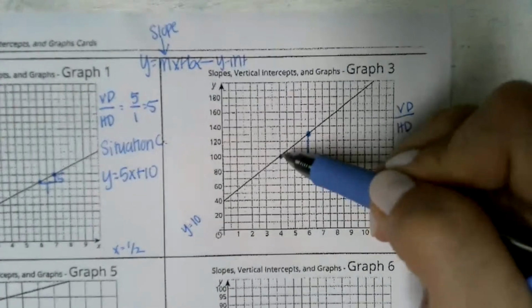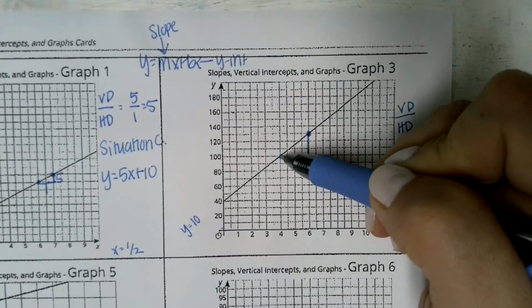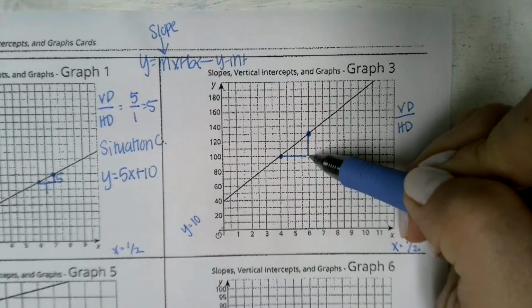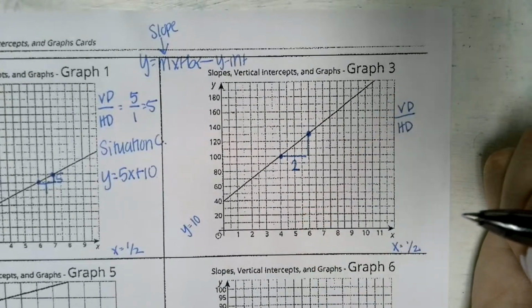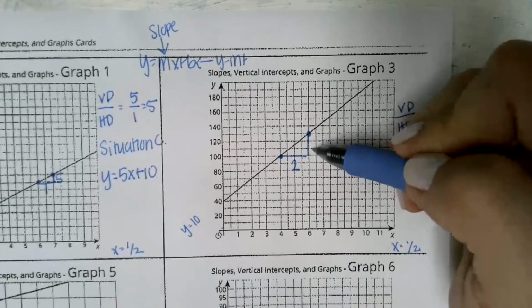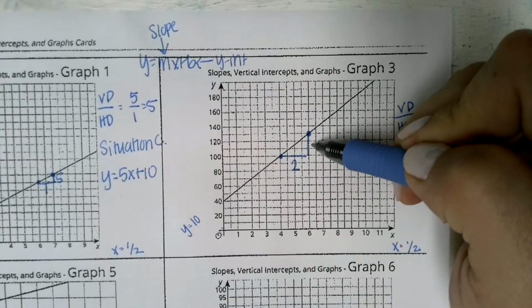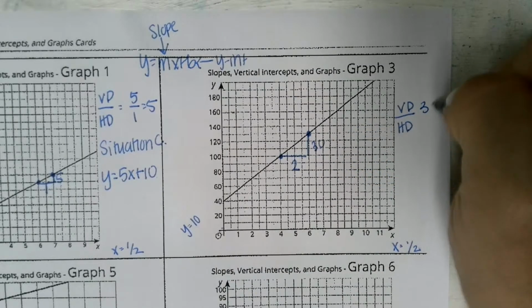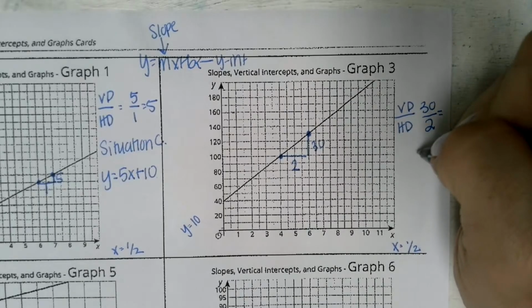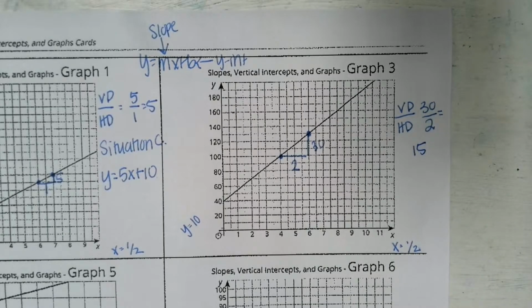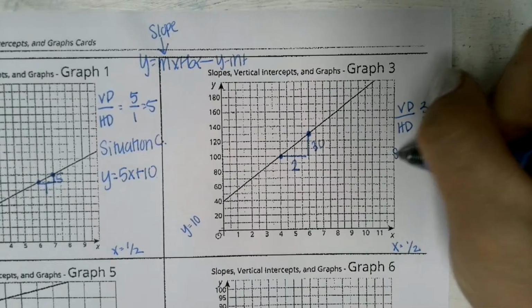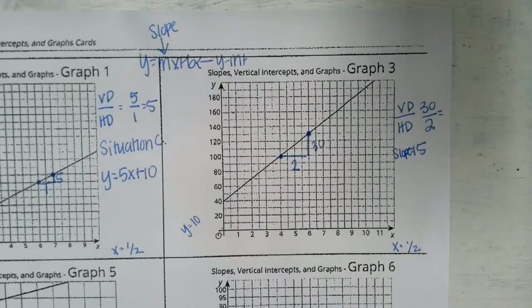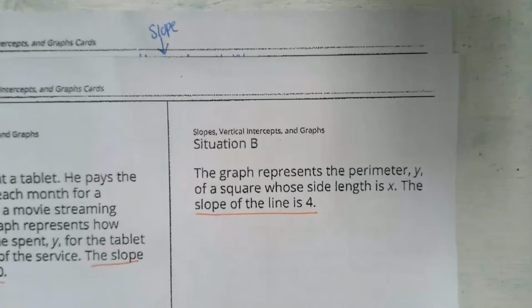So for my horizontal distance, every one is a half. So half, 1, 1 1/2, 2. My vertical distance, every one is actually 10. So 10, 20, 30. 30 divided by 2 is 15. So my slope here equals 15. So we need to go find a situation where the slope is 15.